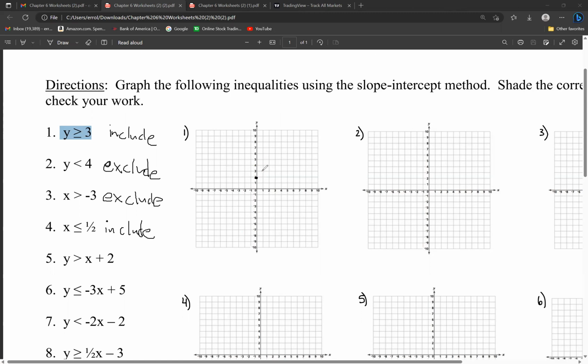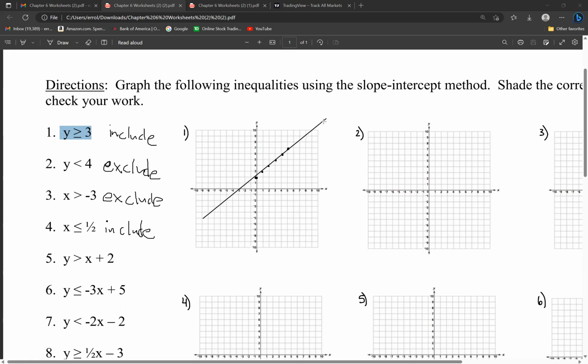Okay, 1 up, 1 to the right, 1 up, 1 to the right, 1 up, 1 to the right, 1 up, 1 to the right. Okay, so we're going to draw that line. All right, let's draw that line.